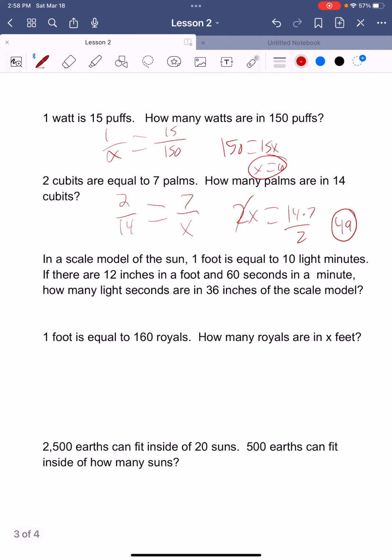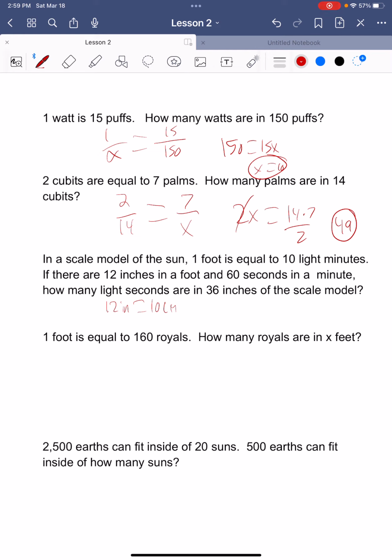In a scale model of the sun, 1 foot is equal to 10 light minutes. If there are 12 inches in a foot and 60 seconds in a minute, how many light seconds are in 36 inches of the scale model? So we already know that 12 inches is equal to 10 light minutes because 1 foot is equal to 10 light minutes. And now we can find how many light minutes are in 36 inches, and then we'll convert that to seconds.